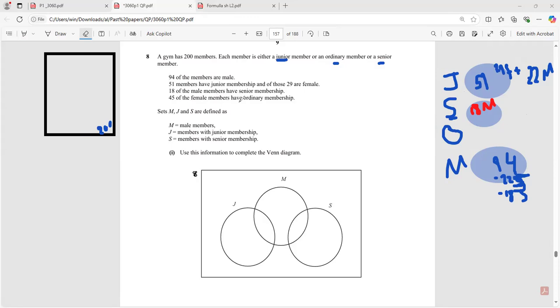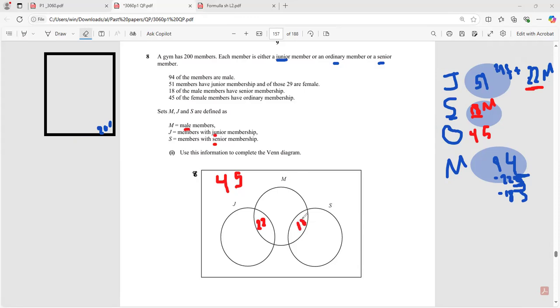45 of the female members have ordinary membership. So I think there is no ordinary here in the circles, but I'm going to leave them outside. Maybe they are outside. Okay, so sets M, J, and S are defined as male, junior, and senior. Use this info to complete the Venn. Okay, here we have a common with the male and the junior, M and J, with the 22. And male and S with the 18.